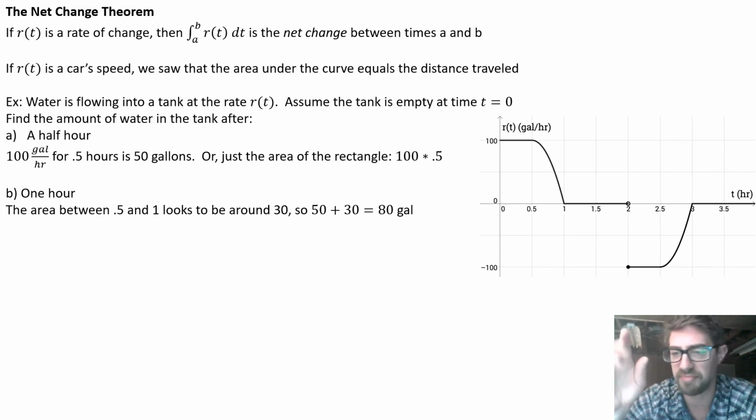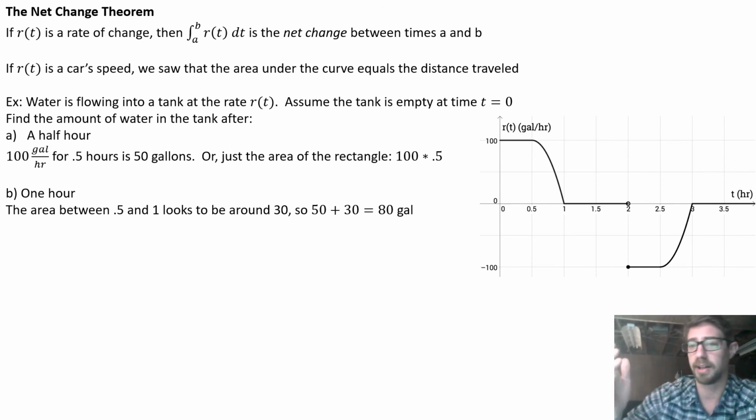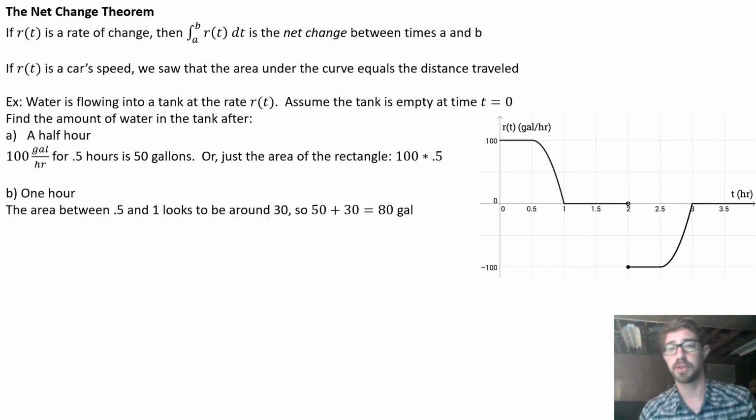If you told me, no, it's about 28, you wouldn't be wrong, because I'm just asking you to eyeball it here. I'm not telling you what R of t is. So it looks like there's about 30 units of area between 0.5 and 1, but remember this is cumulative. We already had 50 in there, so it's 50 plus 30, so now there's 80 gallons. That is saying that the total area between 0 and 1 is about 80, which, if you look at that big square would be 100, so it seems about right.